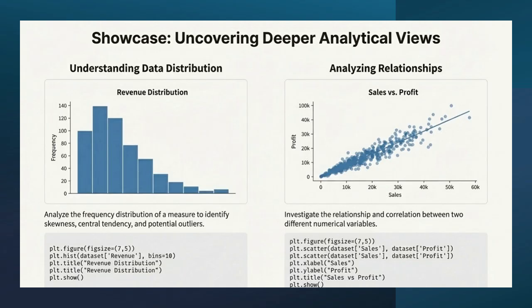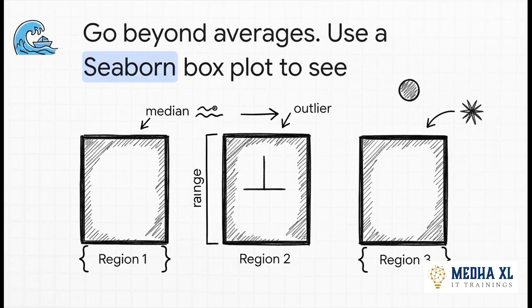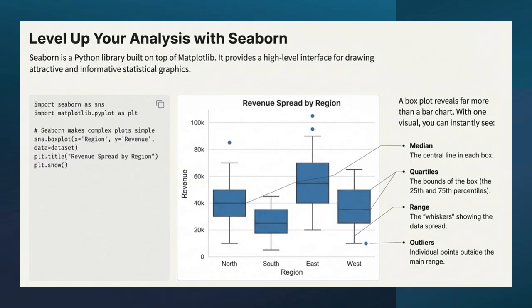Or what if you're looking at revenue by region? An average is nice, but it hides the whole story, right? With a Python visual using the Seaborn library, you can create a box plot. This one visual tells you the median, the entire range of your revenue, and, this is key, it points out any of those critical outliers. You get a way richer picture of what's really going on.